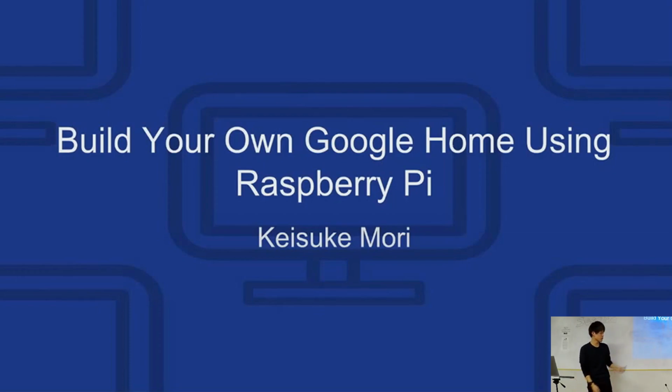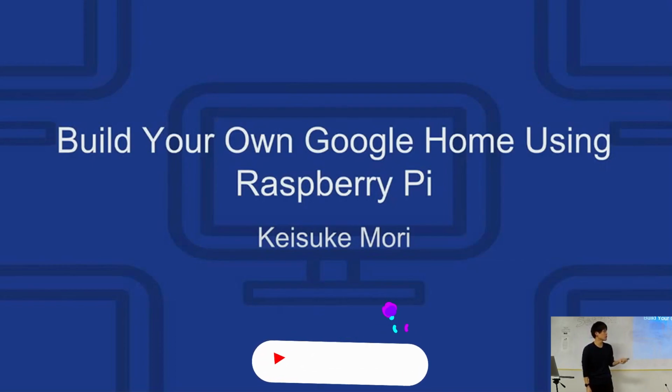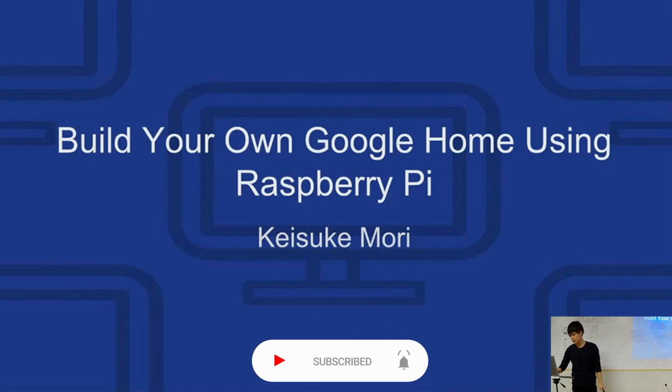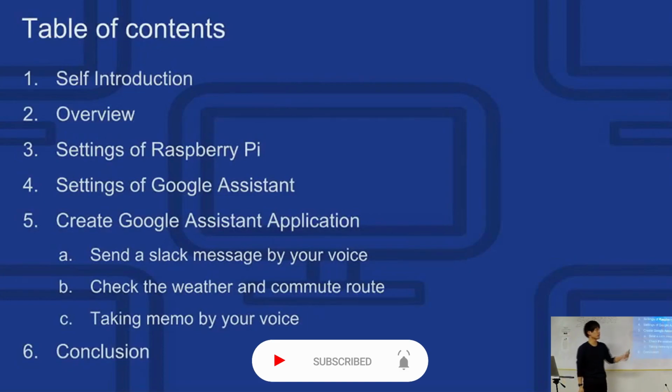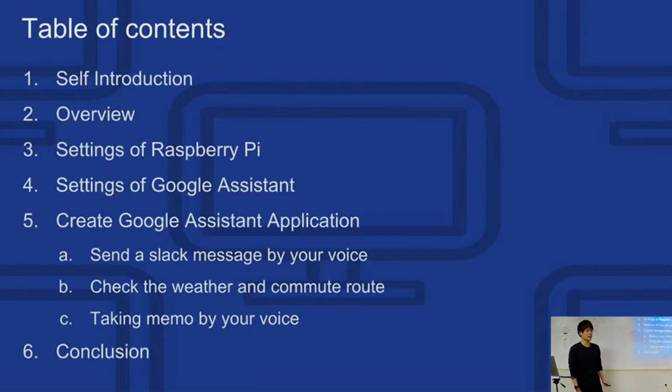Today I would like to talk to you about how to build your own Google Home using Raspberry Pi. And here is a table of contents. First, let me introduce myself, and I want to talk about the overview. And the second part is settings of Raspberry Pi and settings of Google Assistant. And the third part is how to create Google Assistant applications. I want to show you 3 examples, explain them, and show the demo. Finally, I want to do the conclusion.